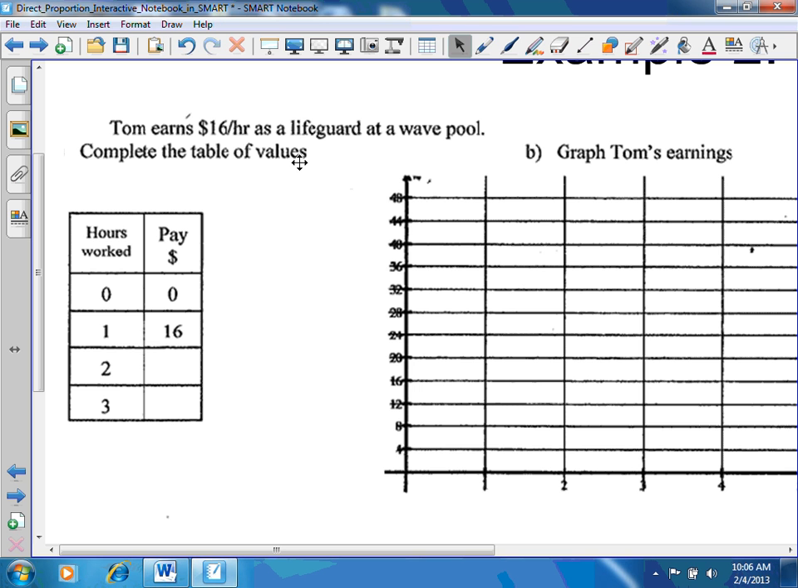Okay, so there's the wave pool at Whitewater, so you know what I'm talking about. He gets $16 an hour. Is that a unit rate? How would I write this? How do I highlight this with your highlighter? Highlight it. How do I write that as a unit rate? How do I write that as a fraction? 16 over 1. Is that a unit rate? Yeah. Yes, I want you to put that. This is a unit rate.